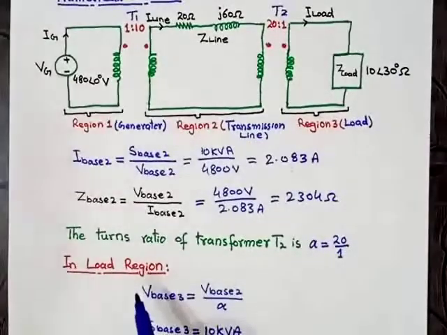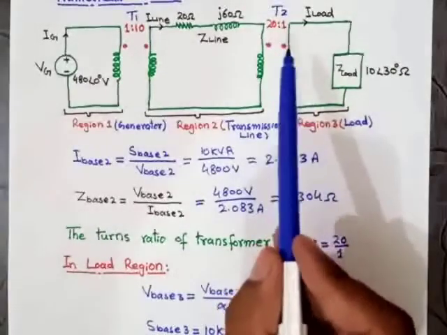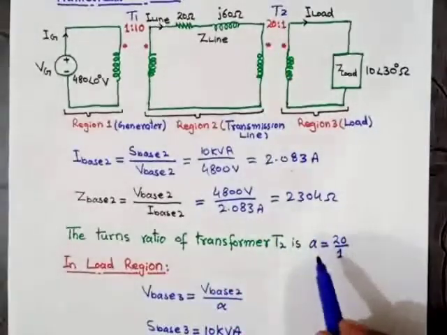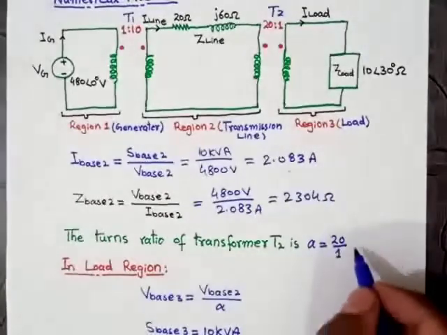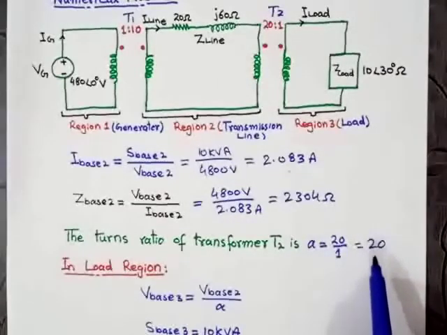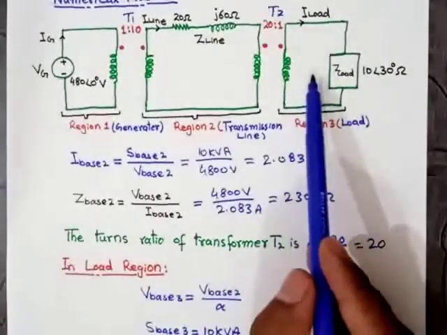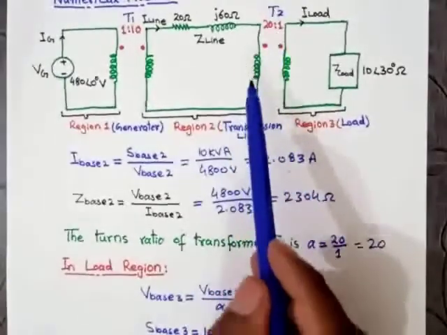So in region number 3, that is in the load region, the turn ratio of the transformer T2 is, as you can see in this given power system, 20:1. So the ratio A is equal to 20/1. 20:1 means 20/1 will be equal to 20. That is, the value of A is now 20. And in the load region, the base value of the voltage V base 3 will be equal to V base 2 over A. That is, V base 3 is the secondary voltage, V base 2 is the primary voltage of the transformer T2, and A is the turn ratio.